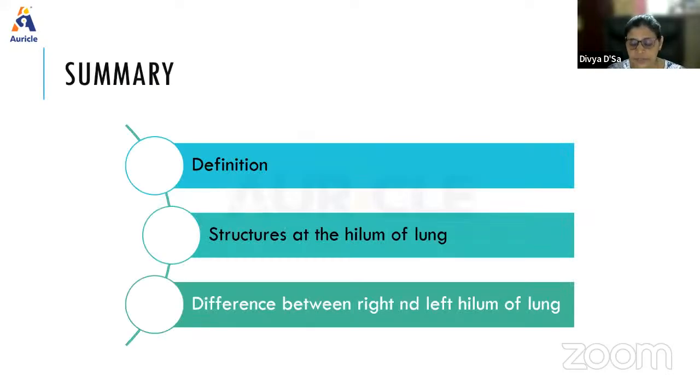So the definition, the structures of the hilum, the difference. First you will write what you mean by hilum of the lung, and where it is present. The location is that it is present on the mediastinal surface of the lung.